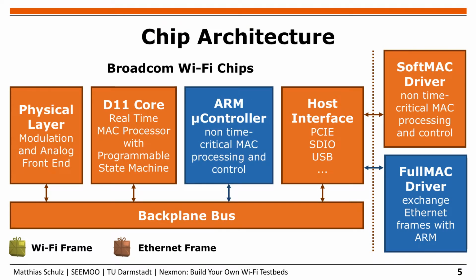And in the Wi-Fi chip, there's an ARM controller running that actually has the same objectives as the softMAC driver for the softMAC cards. So when you try to transmit a frame, you generate an Ethernet frame, pass it to this ARM microcontroller, that will be converted into a Wi-Fi frame and passed to the D11 core for transmission.